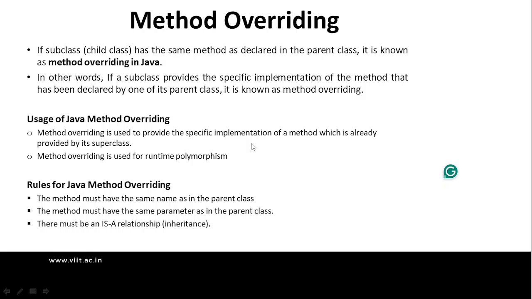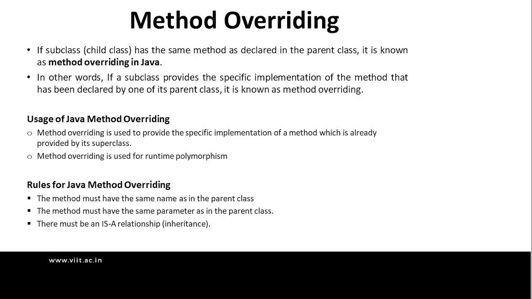Method overriding. If a child class has the same method as declared in the parent class, it is known as method overriding in Java. In other words, if a subclass provides a specific implementation of a method that has been declared by one of its parent classes, it is known as method overriding. Uses of Java method overriding: method overriding is used to provide the specific implementation of a method which is already provided by its superclass.